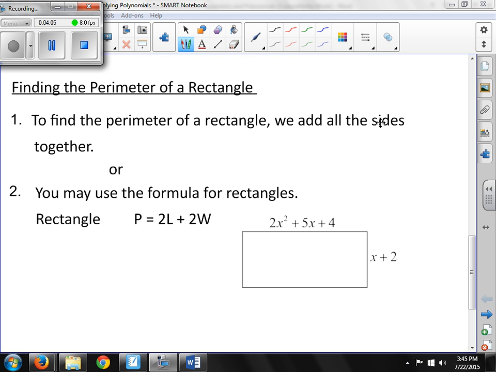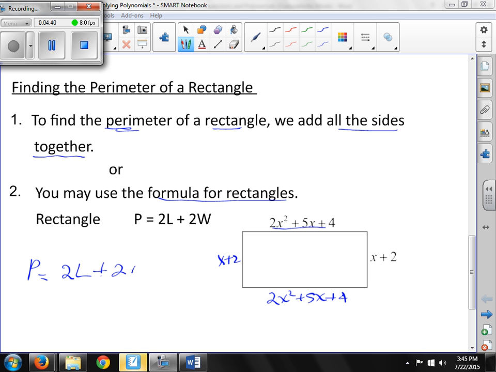Finding the perimeter of a rectangle. To find the perimeter of a rectangle, we can add all of the sides together. The perimeter is the distance all the way around, so we can add all of the sides together. We know if we have a rectangle and the length is 2x squared plus 5x plus 4, it's the same. Both lengths are the same and both widths are the same. Or we can use our formula for rectangles, which says the perimeter is equal to twice the length plus twice the width.